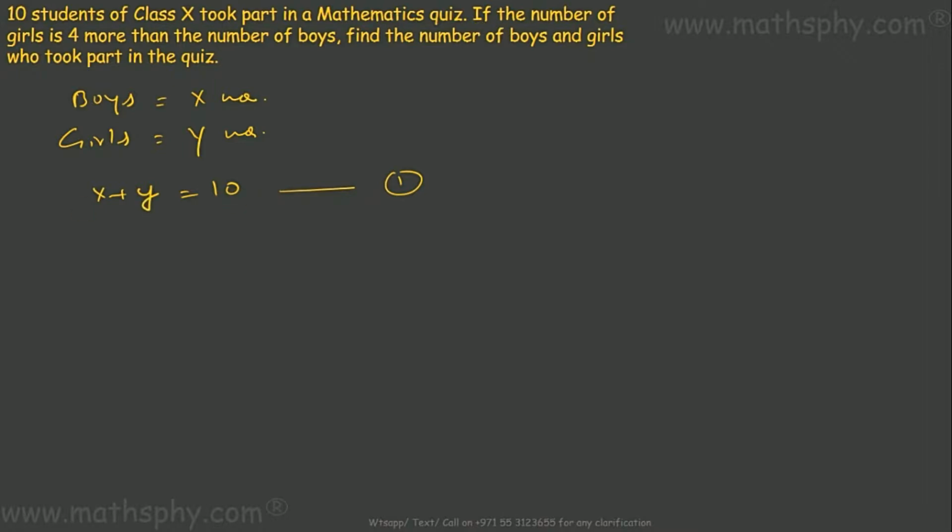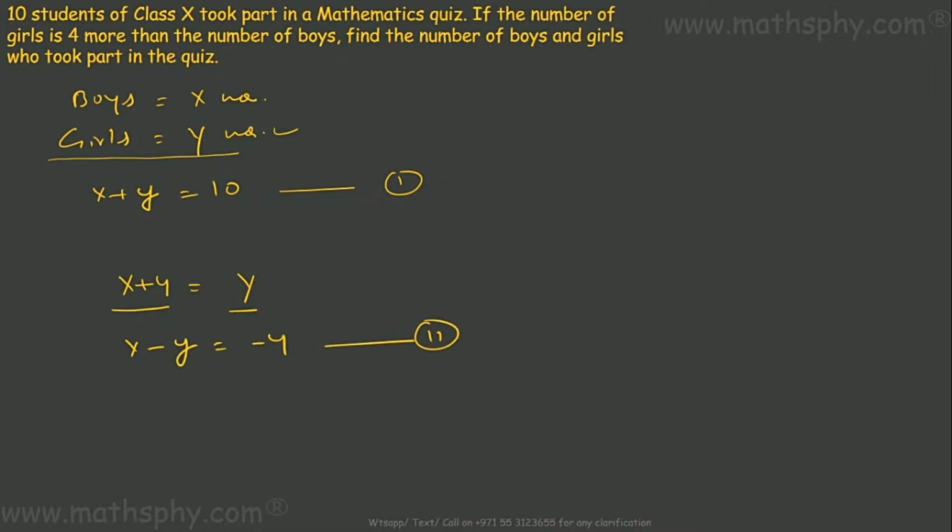If the number of girls is 4 more than the number of boys, it means this number y, or the number of girls, is already 4 more than the total number of boys. So if I have to equate x and y, this y is already 4 more than the number of boys. So if I add 4 here, the number of boys and number of girls would be equal. So this would be x minus y is equal to minus 4. That's my second equation.